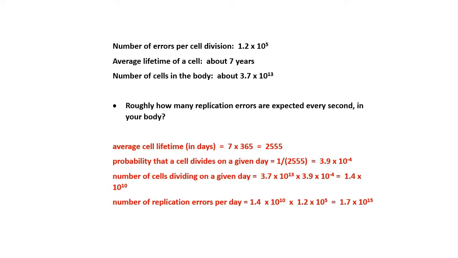So 1.7 million billion errors accumulating every day is what you would have. That's not what you do have, but it's what you would have if biology relied totally on discriminating the right nucleotide being processed in the active site of the DNA polymerase enzyme. That number is way too high for life to be sustainable. So what we need are other mechanisms to come in and improve that frequency.